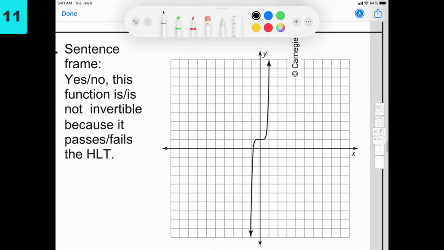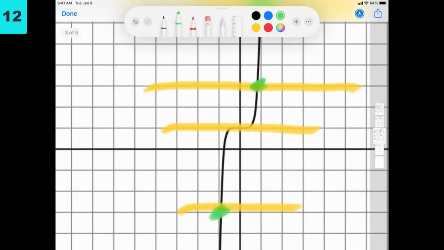Alright, this looks like an odd degree function. I know that because I see the arrows going in opposite directions. I'm going to lay down a couple of horizontal lines to the best of my ability here. Okay, it's going to pass here, 1 dot, passes here, 1 dot, passes here, 1 dot. And here, although it looks like the horizontal line intersects the graph at multiple places, it's actually only going to be 1. So the answer is it passes.